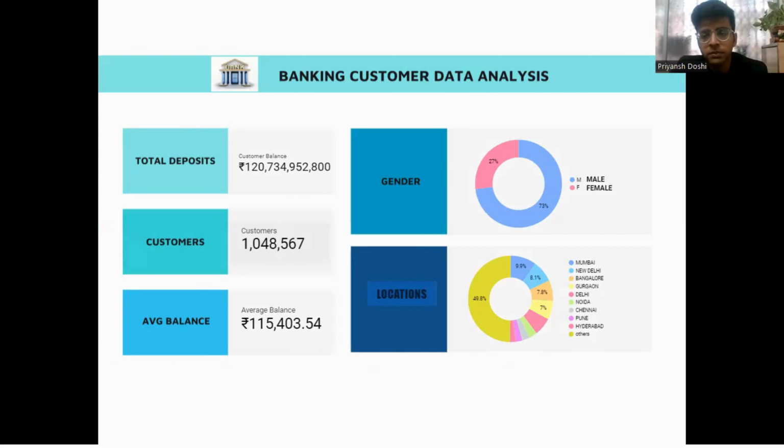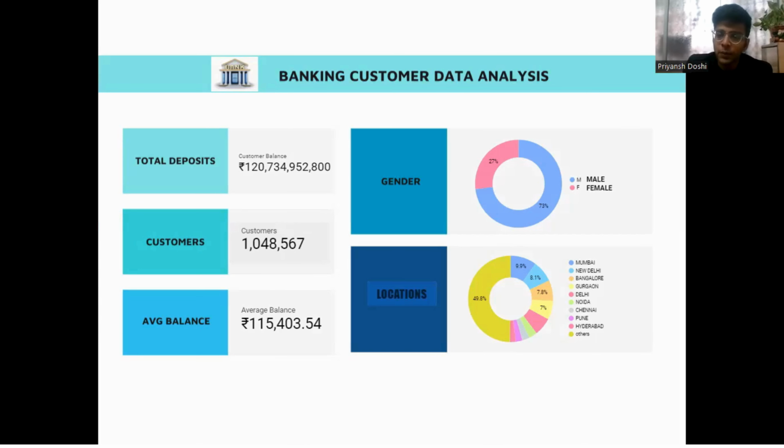Basically, this is the initial page, which is to give you much more insights about the bank's customer data. Now let's start by looking at the balances and the deposits. The total deposits for this bank for all the customers add up to 120,734,952,800. Now this translates to an average of 1,15,403.54 rupees per customer.